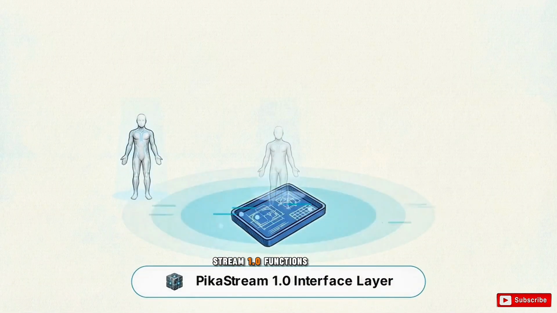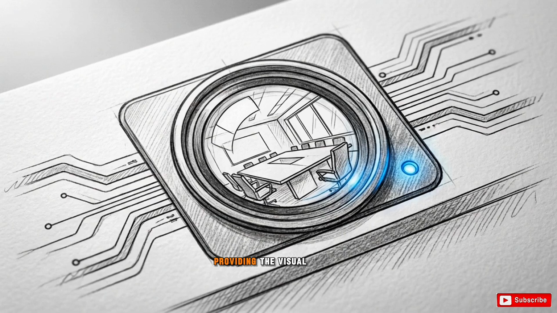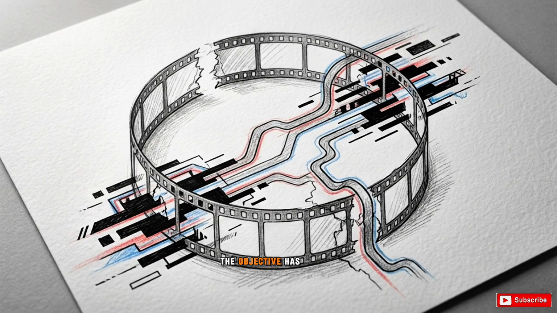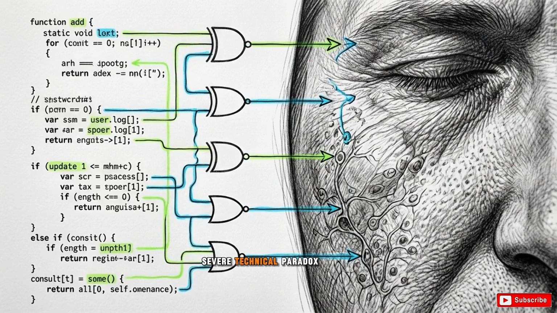Pika Stream 1.0 functions as a foundational user interface layer for AI agents, providing the visual presence necessary for live communication. The objective has shifted away from outputting short, static cinematic loops. The new requirement is creating a sustained, interactive digital presence that can participate in a live environment. This creates a severe technical paradox.